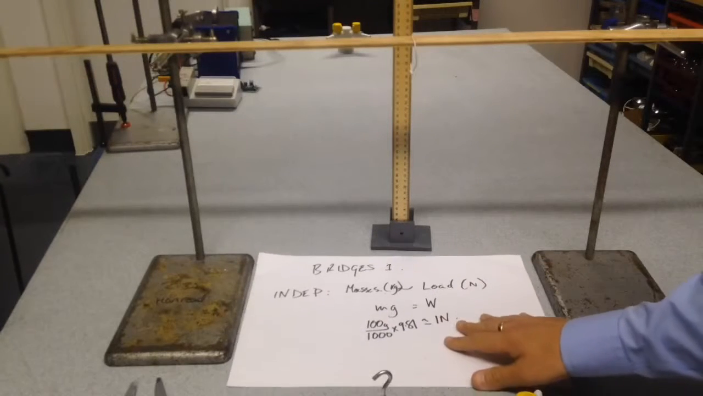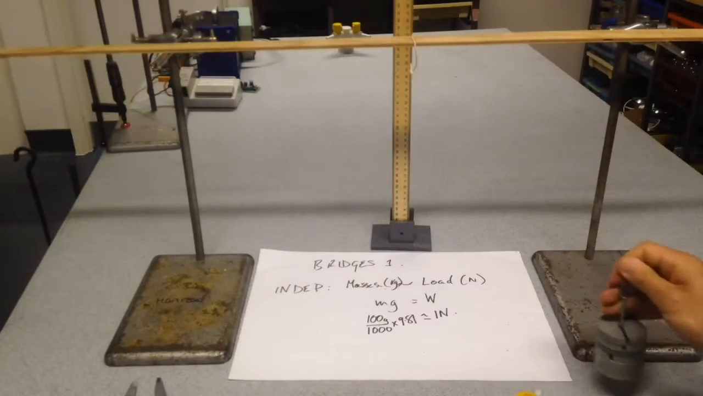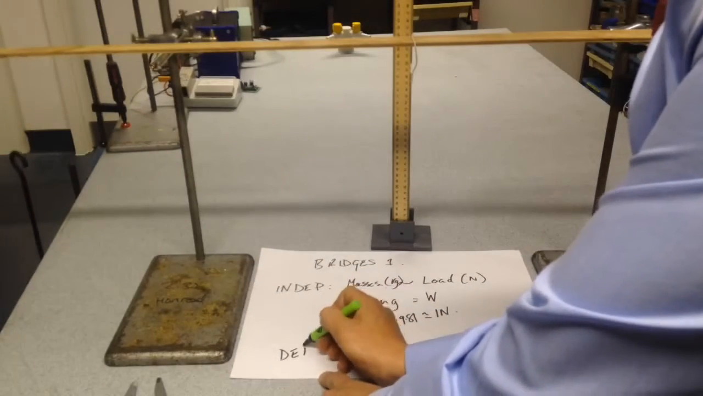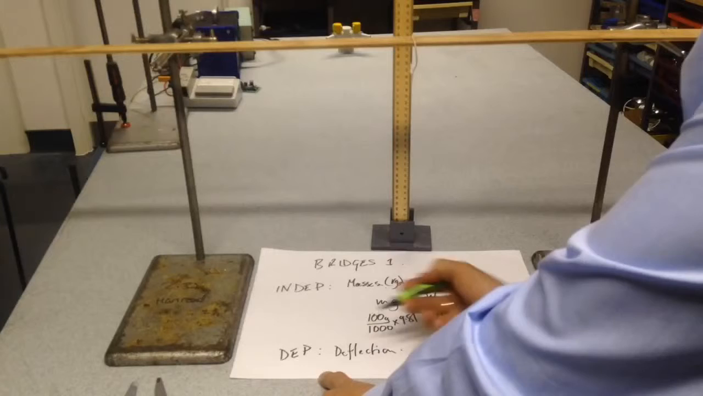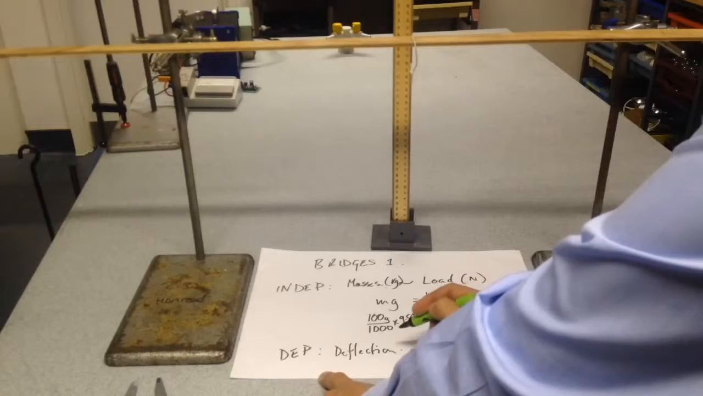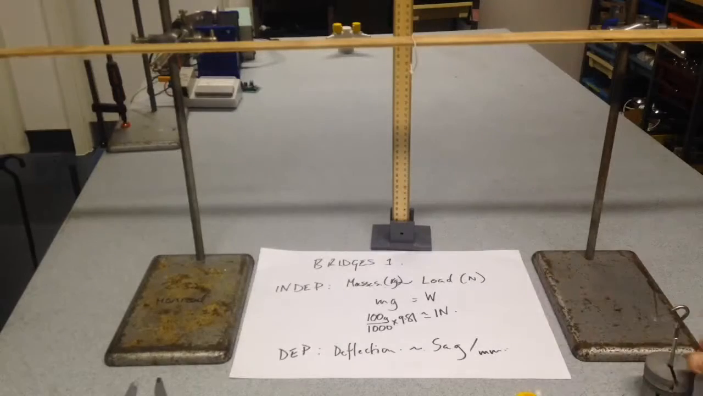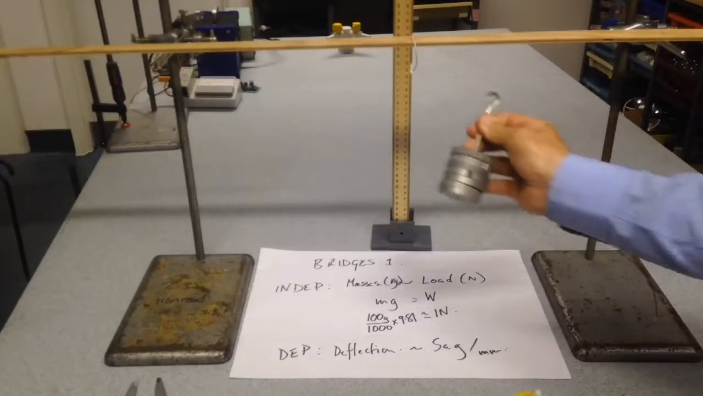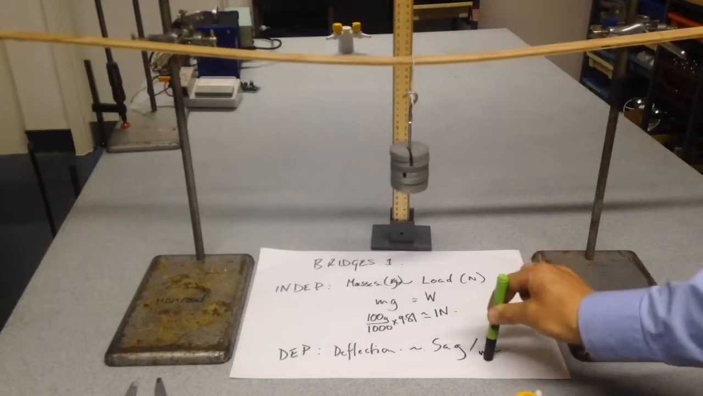So that's our independent variable, the mass, or more precisely the load that we're applying, and our dependent variable, that which we are measuring, will be the deflection, or as we called it in this experiment, the sag. And it's going to be a distance. We're looking at millimeters because we know it's not going to be much. Let me place on 1, 2, 3, 4, 5, 6, 700 grams, 7 newtons, and we look at the deflection. Not much, hence we're going to measure it in millimeters.